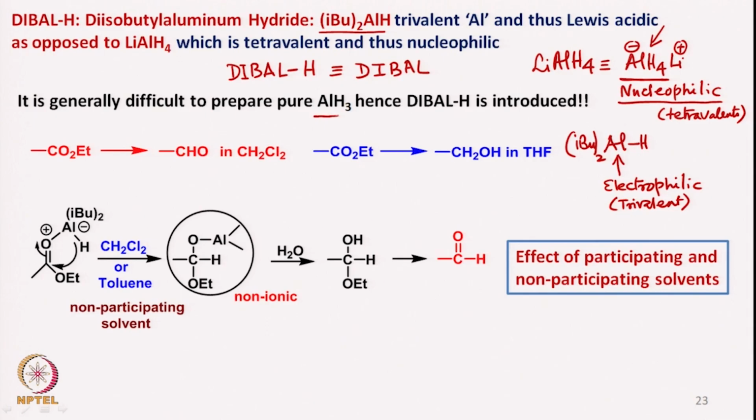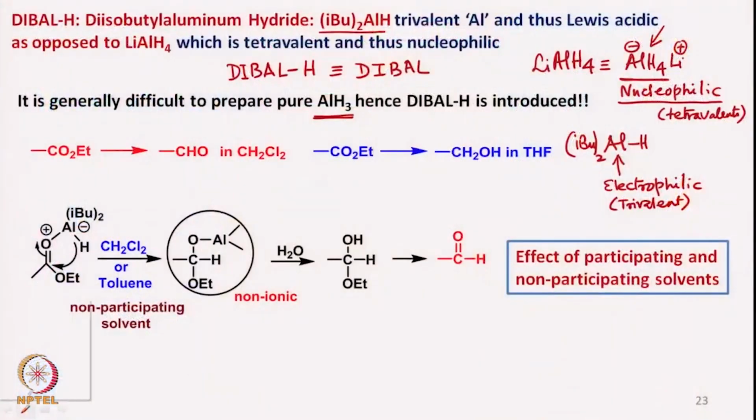but there was a problem because aluminum hydride is not easy to handle. Therefore they tried diisobutyl aluminum hydride, which is relatively easier to handle. But there is a comparison between aluminum hydride and diisobutyl aluminum hydride: both of them are trivalent in nature and therefore are electrophilic in their reaction with an ester or carbonyl group.